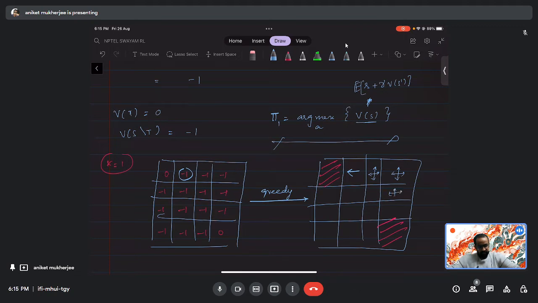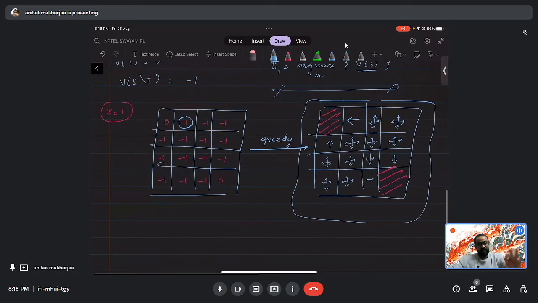This you understand, right? Except for these two states and this state, it's surrounded by -1s, so it doesn't matter. So now what I want to do is, forget this. Forget this ever existed.